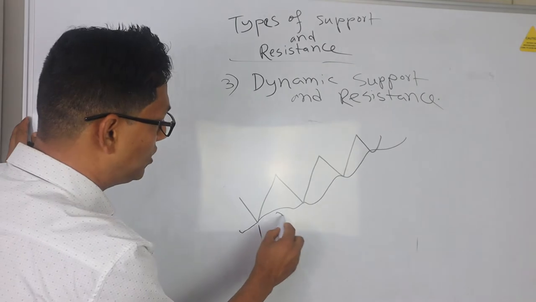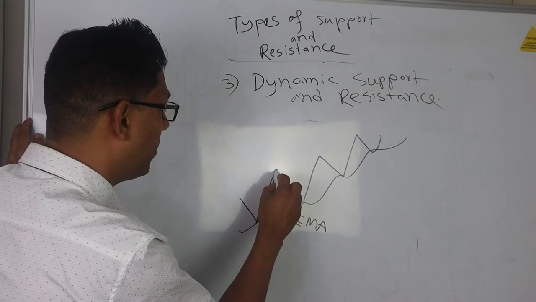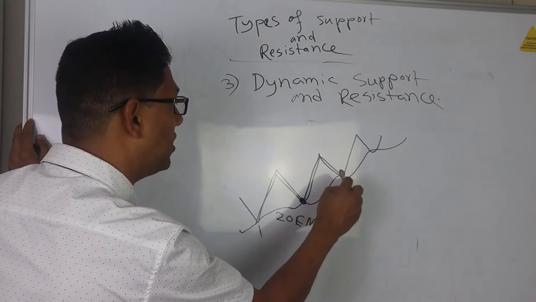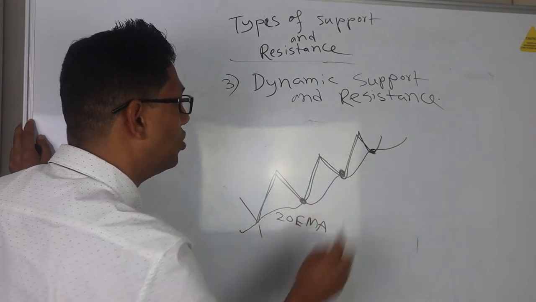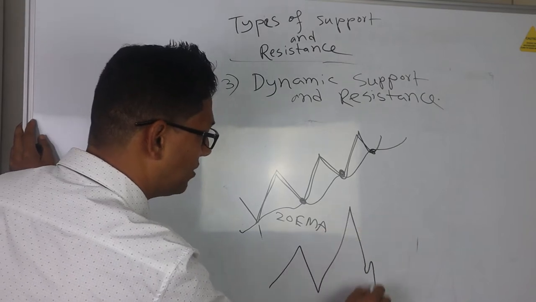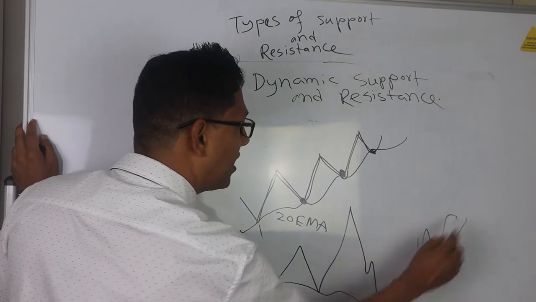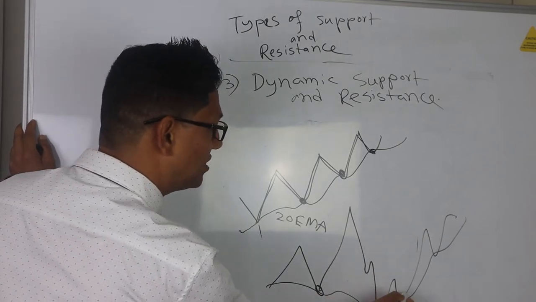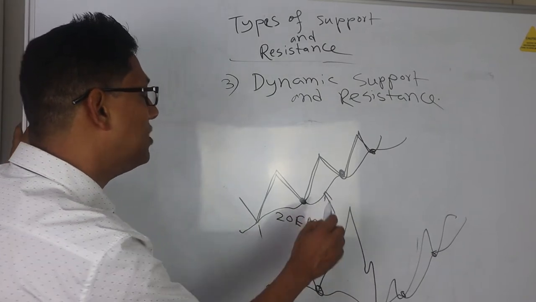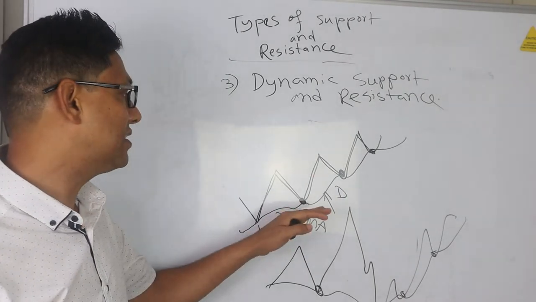So if this is a 20 EMA, and the price is moving up and then dropping to the 20 EMA, bouncing again, and dropping to the 20 EMA again. Now it may not be exactly like this. You might see something like this, whatever. If it is respecting a certain moving average, like the 20 EMA, then we can say that this 20 EMA is a dynamic support or resistance.